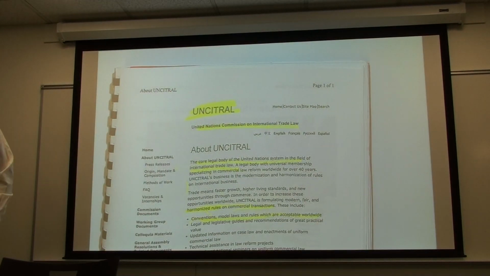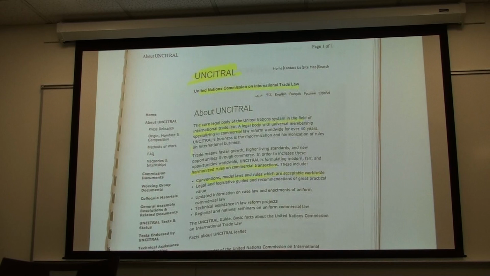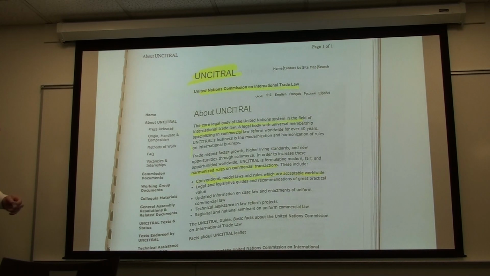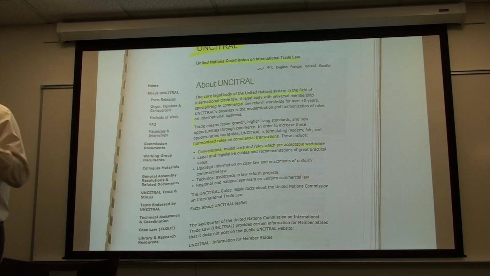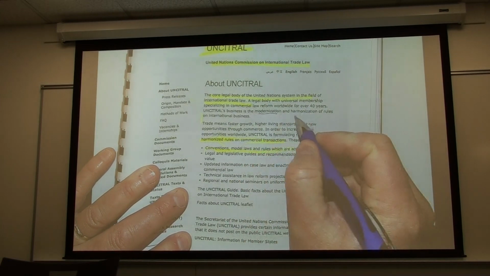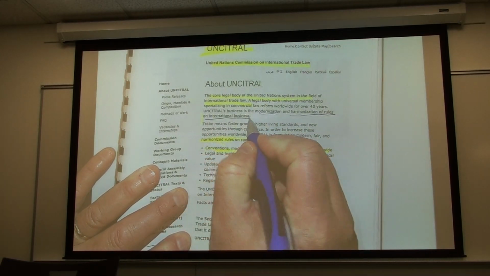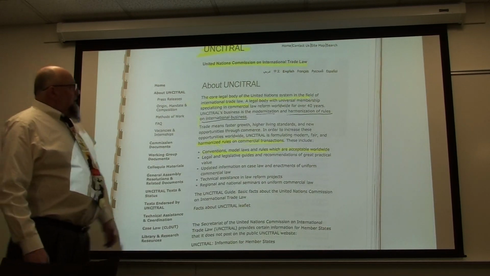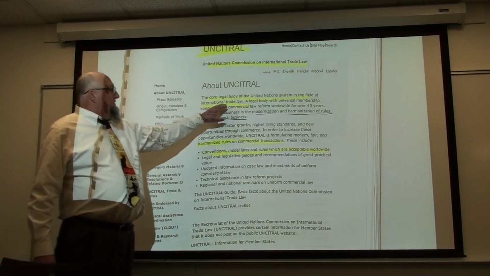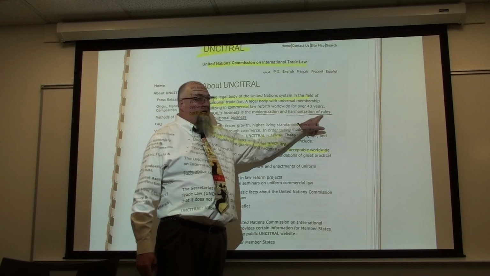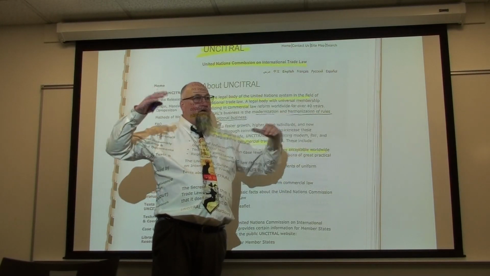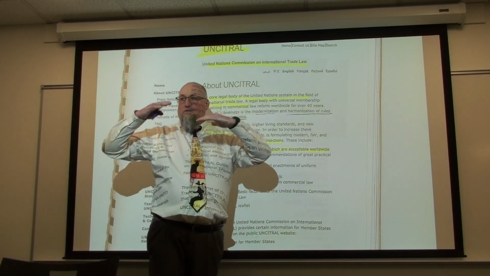Likewise, next page over, UNCITRAL, United Nations Commission on International Trade Law. And this is another legal body of the United Nations that functions behind the scenes. I have my highlighter here, so I'll just underline it. Core legal body of the United Nations system and development of international trade law, which includes the modernization, and here's that word, harmonization. Harmonization means bringing the countries' internal laws into harmony so they're the same.